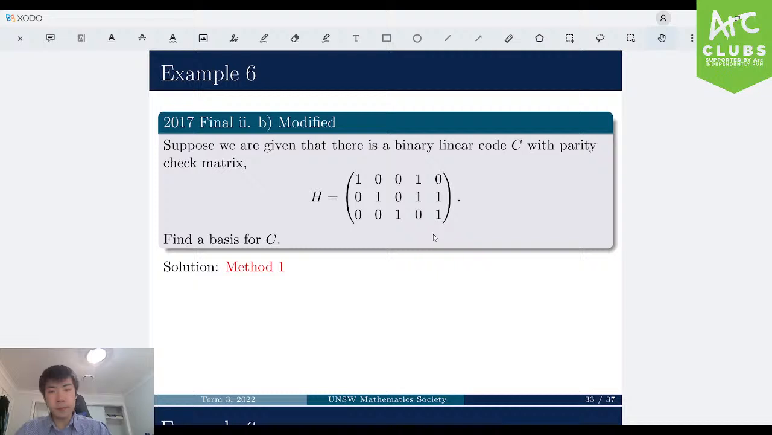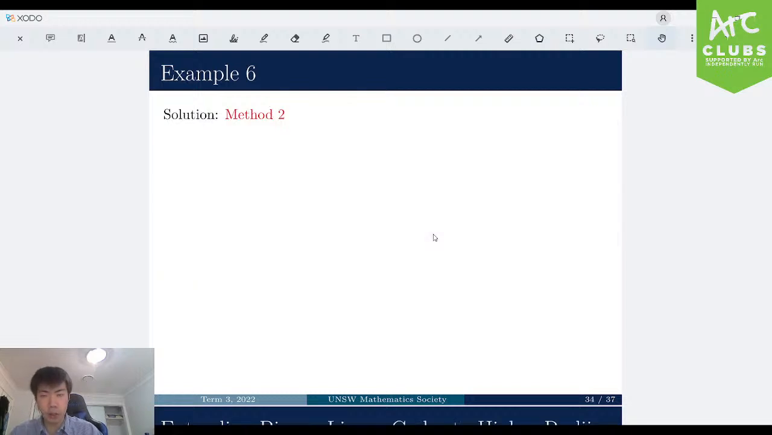So an example here would be this question. Suppose we are given that there is a binary linear code C with check matrix given there. Find the basis for C. There are two methods. One method I'll go through right now, and the other method you can try yourself. I'll outline the other method first, and then I'll go through the first method, which is much faster.